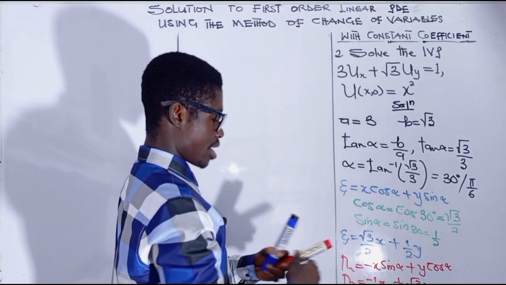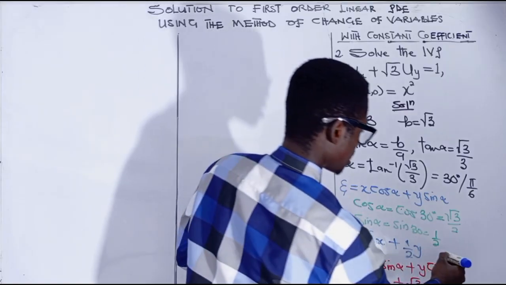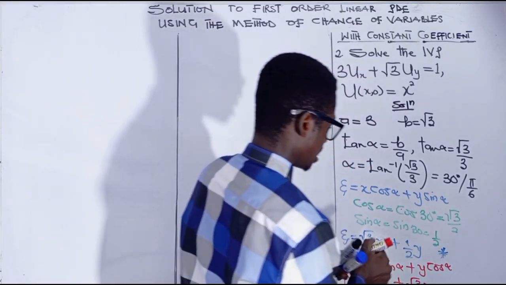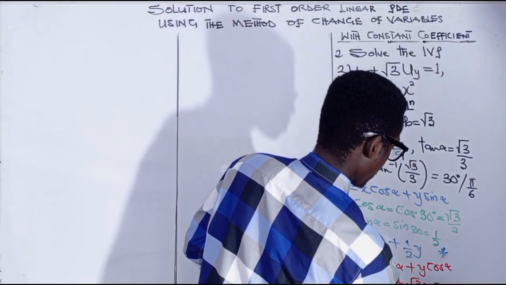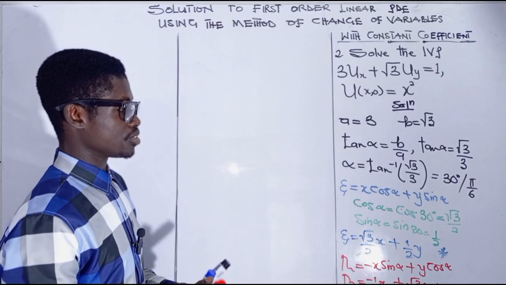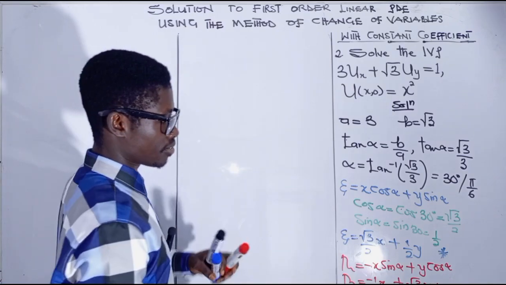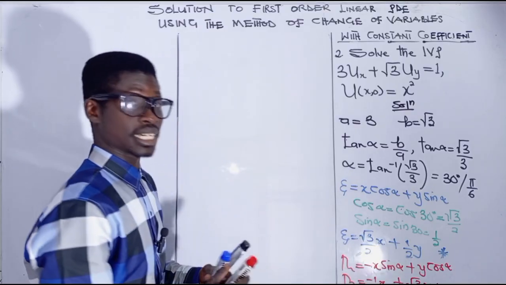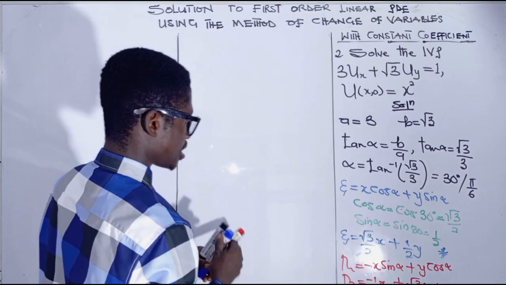So right now we have our expression for xi, which is this, and then the expression for eta. Good. Now once you know this, what we are going to do is find the partial derivative of the function xi with respect to x, and then with respect to y. So let's start with xi first.